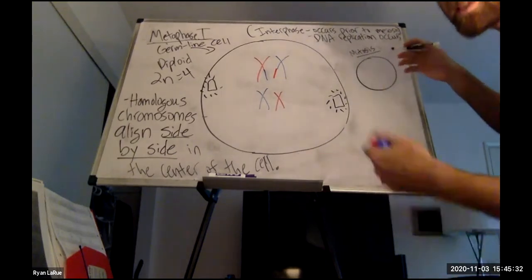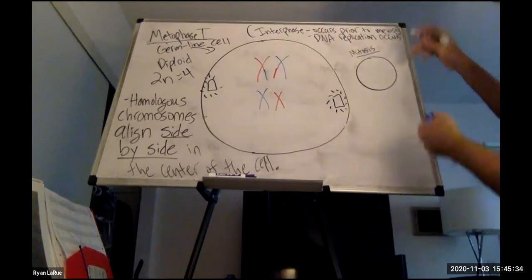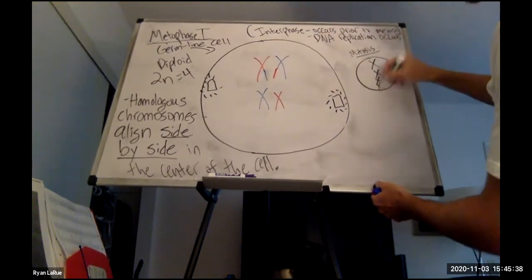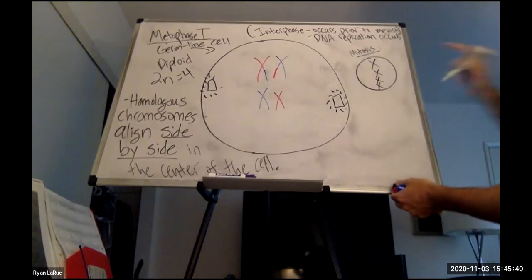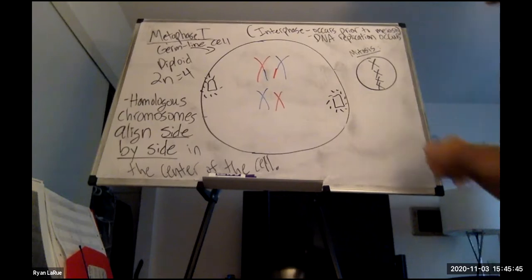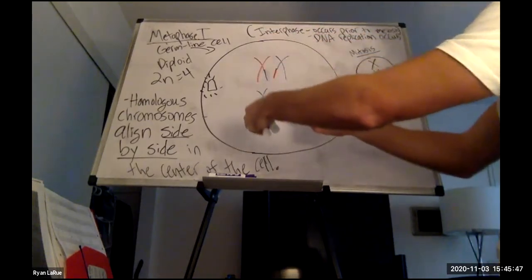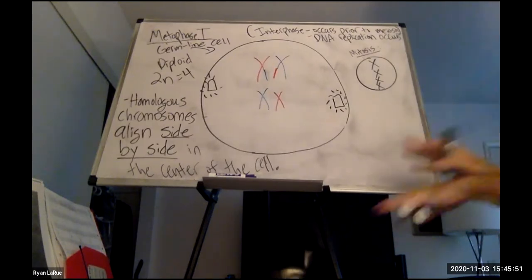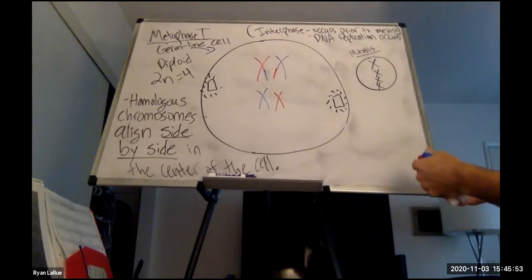Vertically, single file, one by one, there exactly. So it was like this, right? Notice how I drew those. The homologous pairs are lining up in the center, side by side. This is going to be incredibly important in meiosis for two reasons.